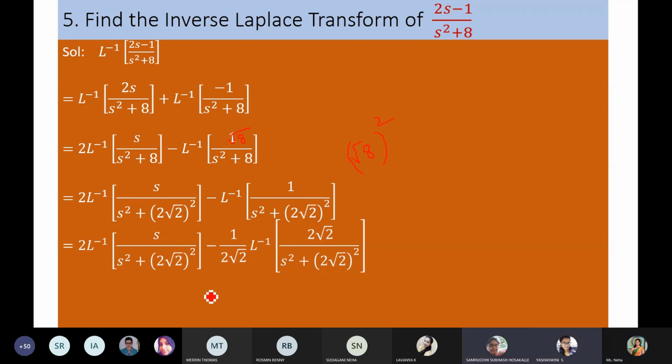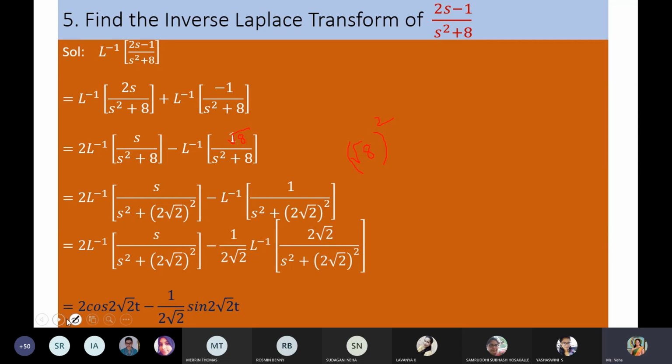The final answer will be 2 cos 2 root 2 t minus 1 divided by 2 root 2 sine 2 root 2 t. Very good. In case you are not able to write 2 root 2, please write root 8. So another way you can write it is 2 cos root 8 t minus 1 by root 8 sine root 8 t. So do not struggle a lot to find the root.